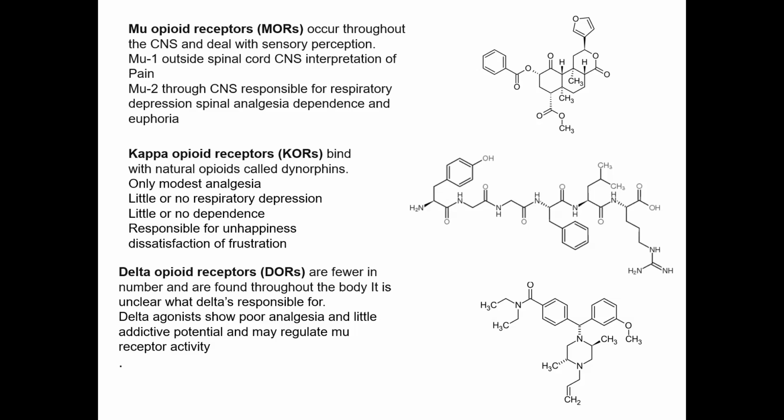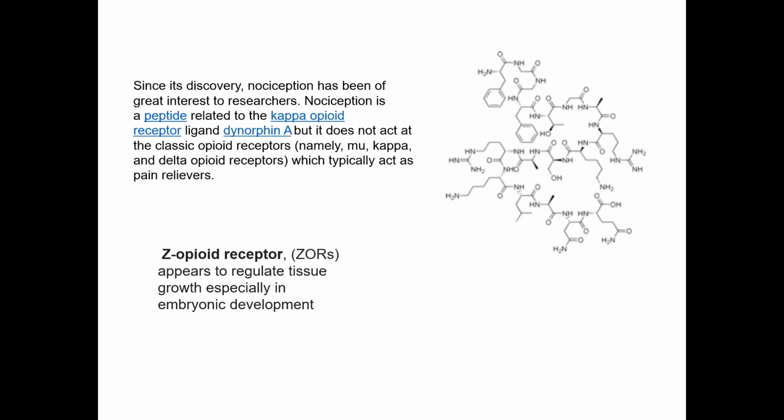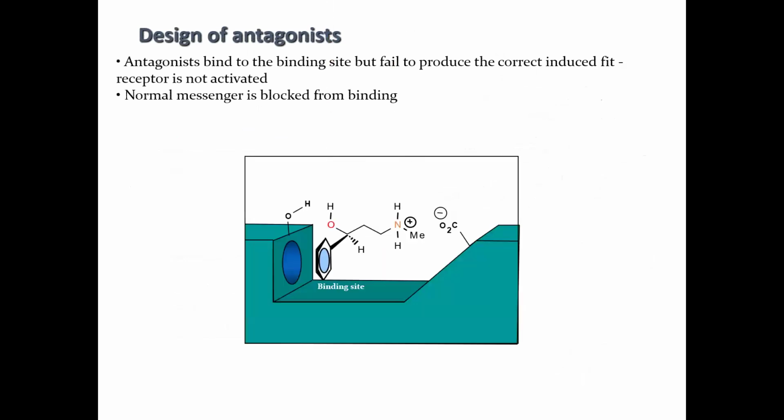You don't have to know all this, but there's a lot more information in this that I'm trying to get to. And the Z opioid. So quickly, a design of the antagonist. You already know this, not the binding site again.